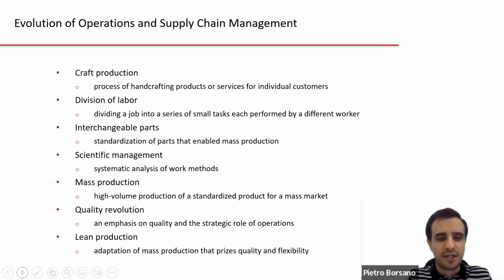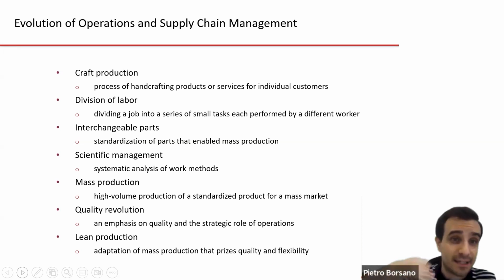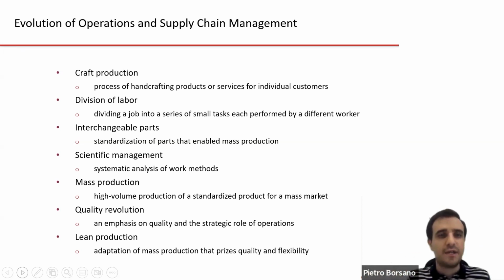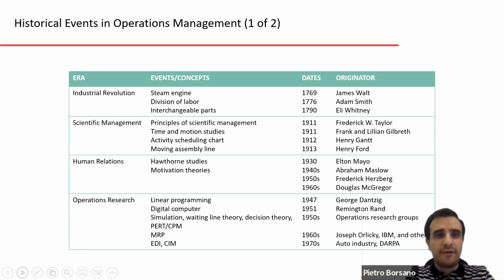Lean production essentially means that we adapt mass production in a way that prioritizes quality and flexibility, to address the shorter life cycle and the higher need for flexibility. Here we can have a chronology of the operations.